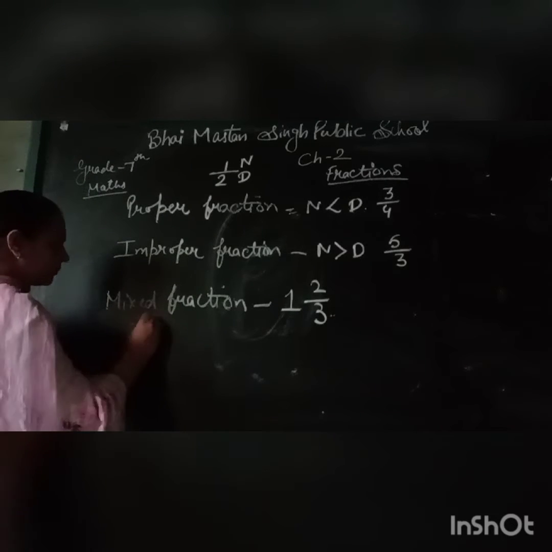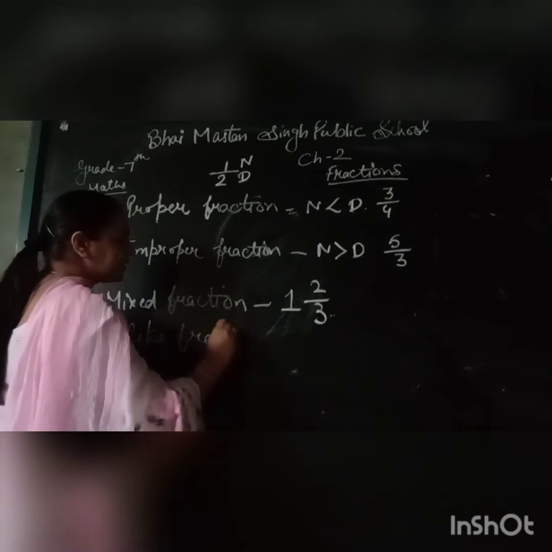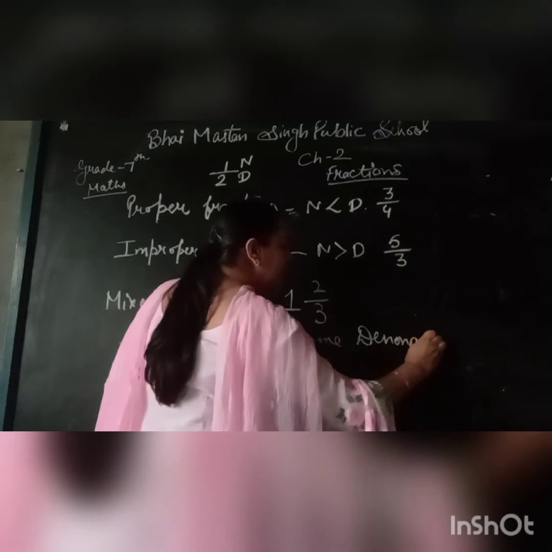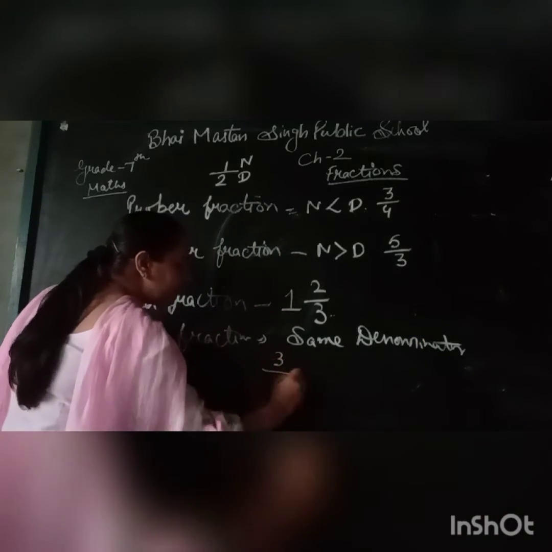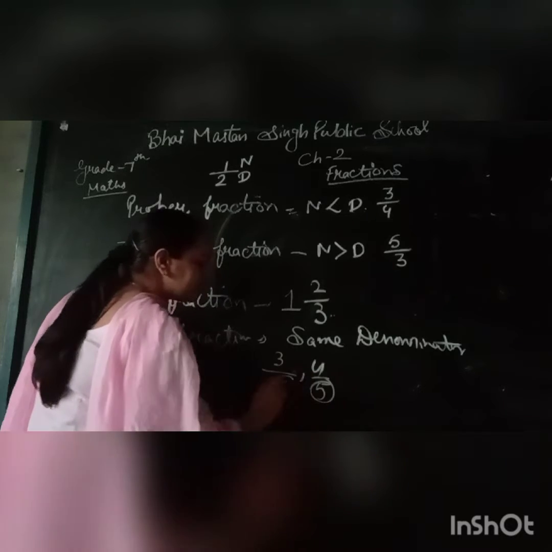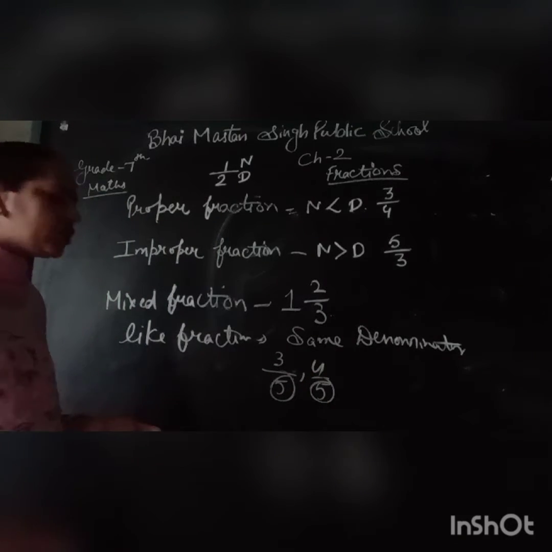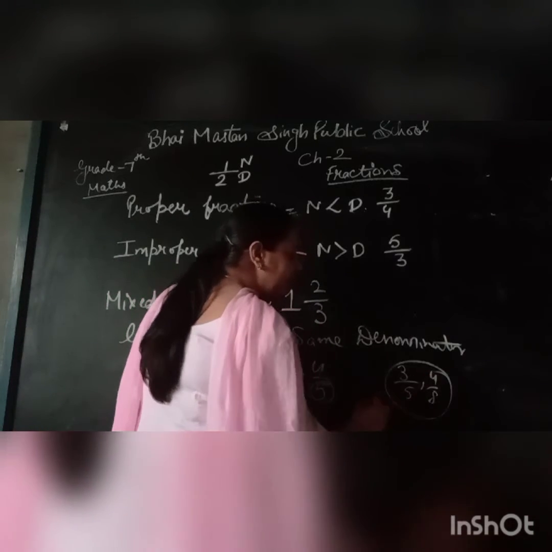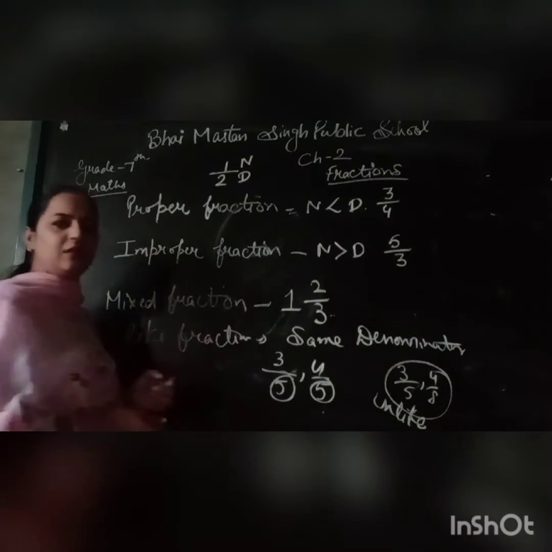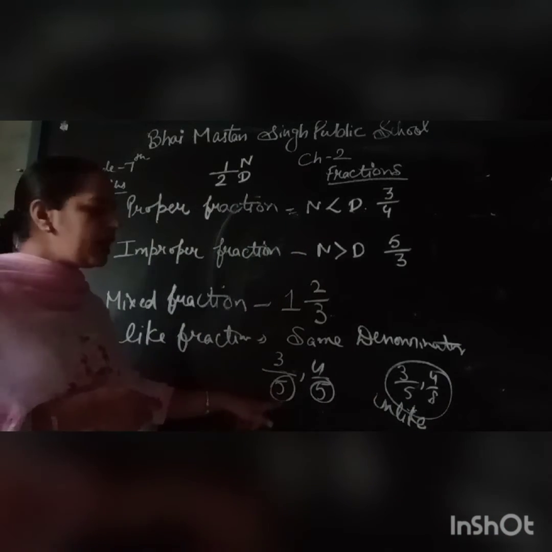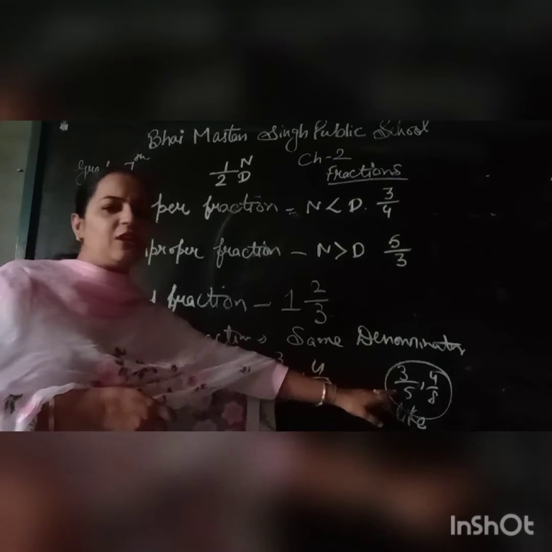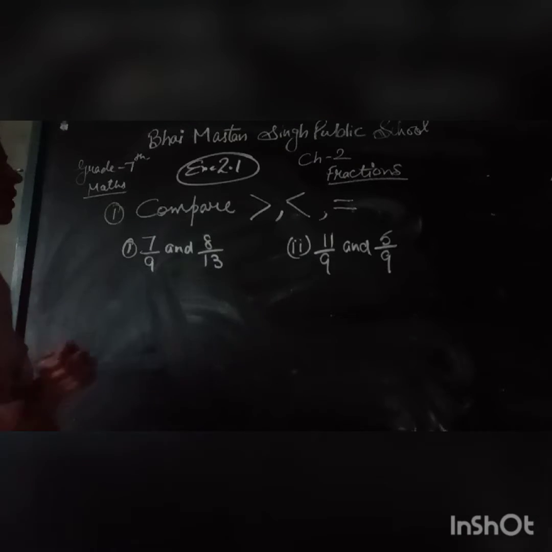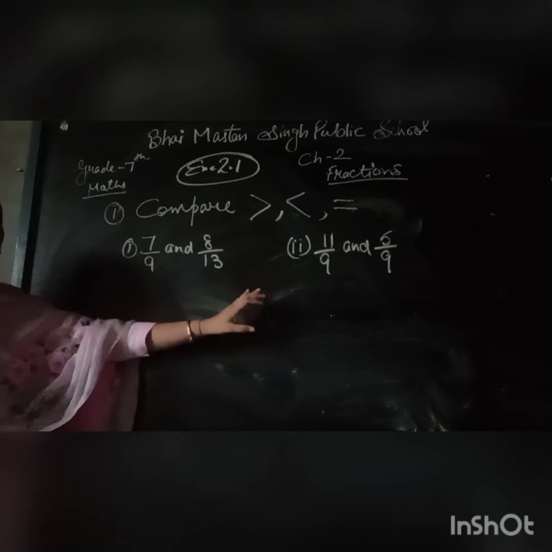What are like fractions? Two fractions which have the same denominator. For example 3/5 and 4/5. Both have the same denominator, so they are like fractions. But if they are 3/5 and 4/8, what will they be? They will be unlike fractions. Like fractions have the same denominator and unlike fractions have different denominators. Okay, so we will discuss problems related to these fraction topics, and now we will start exercise 2.1 of the fractions chapter.